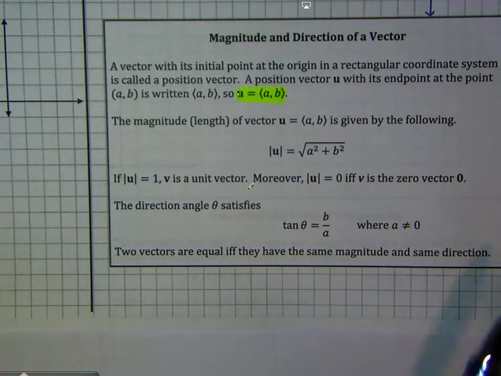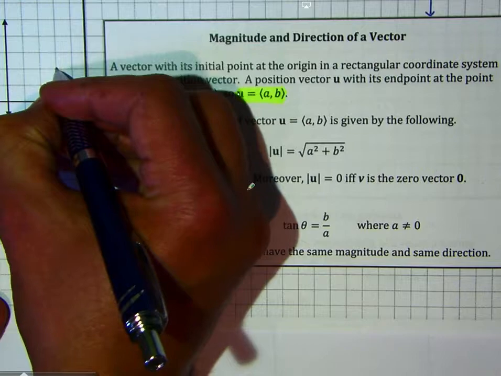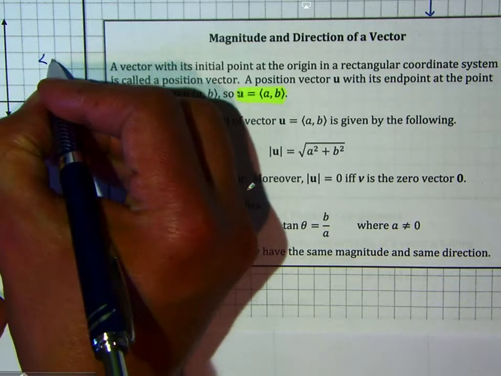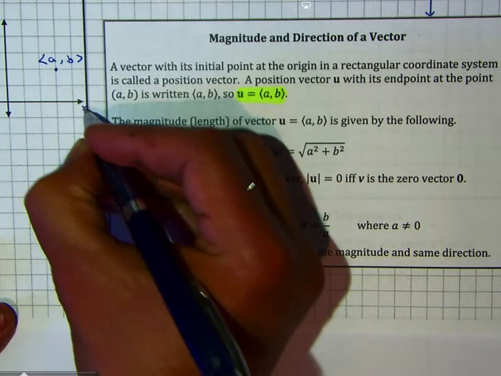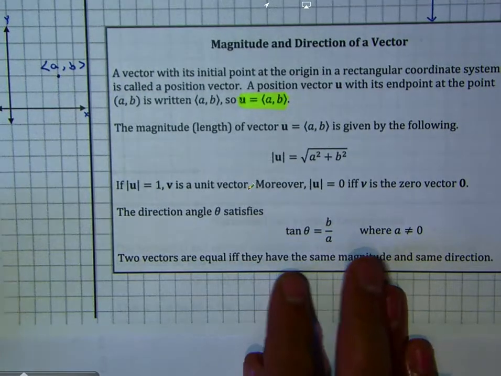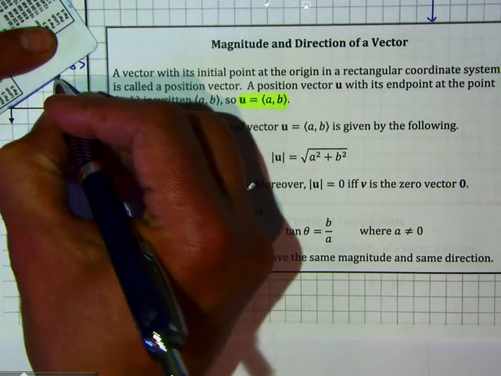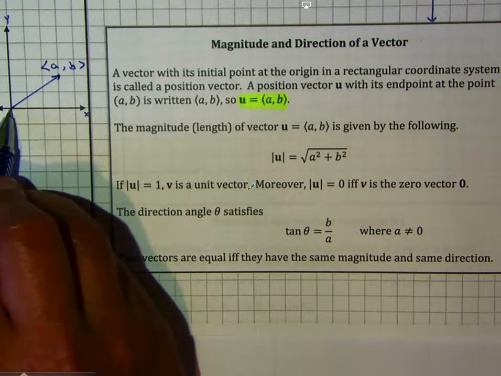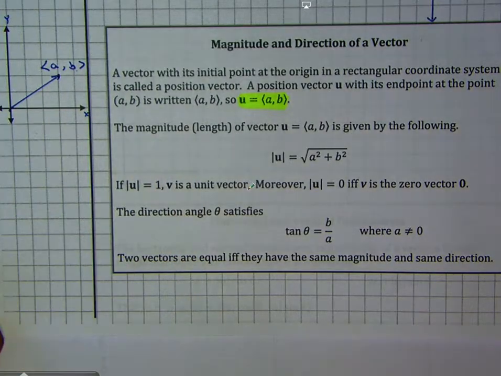So therefore, let's say we have a point somewhere. Let's use the previous one that we had here, and we're just going to call it, instead of x and y, a, b. This is still your x axis, this is still your y axis. And now we are going to make our vector, which is called a position vector because we start at the origin, and the component form is ⟨a, b⟩.